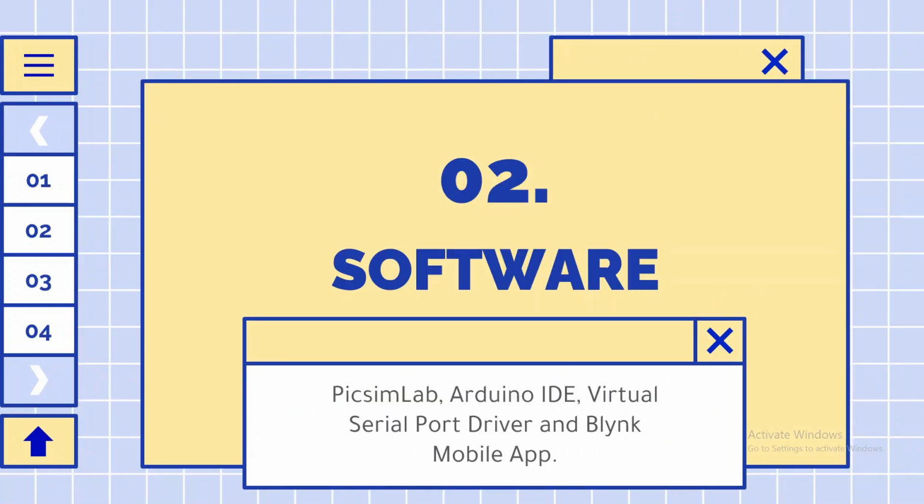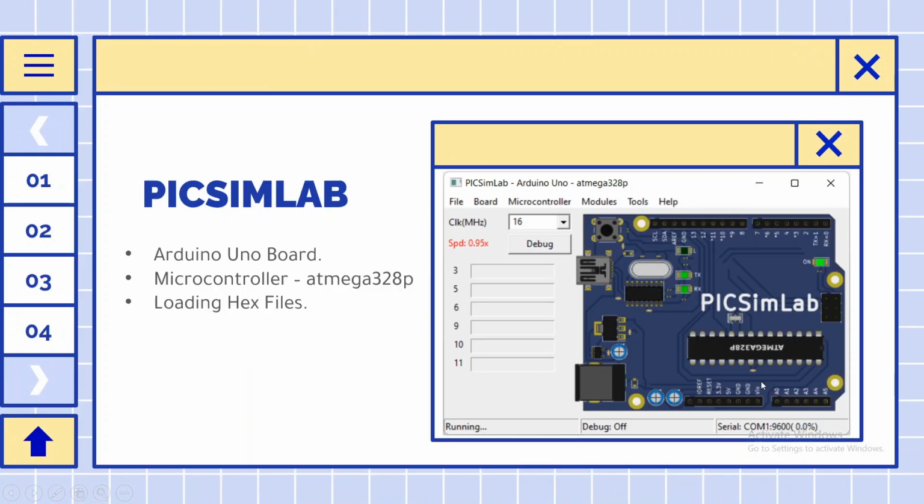Moving on to our second topic, which is the software that is being used in this project. Let us look at the PiximLab software first. PiximLab uses an Arduino Uno board, which has a microcontroller of ATmega328P. We can implement the code by loading the hex files that are generated with the Arduino IDE.